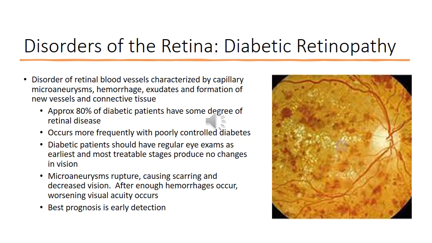Diabetic patients should have regular eye exams, as the earliest and most treatable stages produce no changes in vision. Microaneurysms rupture, causing scarring and decreased vision. After enough hemorrhages occur, worsening visual acuity occurs. Best prognosis is early detection.